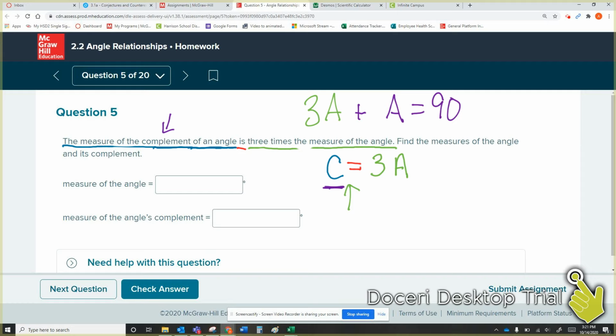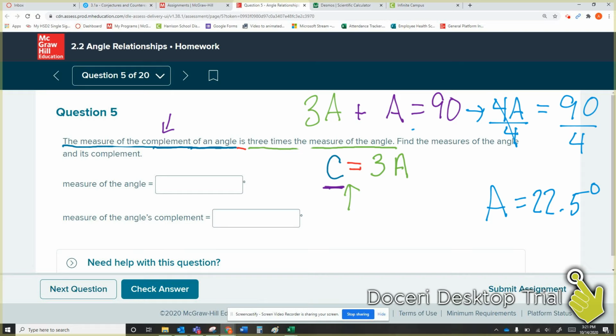Okay, so I'm going to combine my like terms. I'm going to simplify this equation. I'll do that in blue. 3A plus 1A gives me a total of 4A. And on my other side, I still have 90. Now, again, 4 is multiplying to A, so to undo multiplication by 4, I have to divide both sides by 4. These cancel out, and at this point, you can use a calculator. What is 90 divided by 4? When you type it into a calculator, you should get 22.5. And what I just figured out is A equals 22.5.